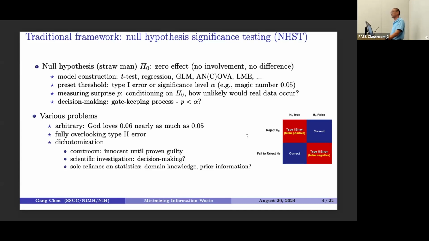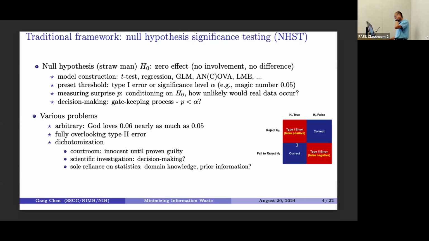We can argue, why do we pick 0.05? Is anything wrong with 0.06 or 0.055, or 0.04? We can argue that for many hours. It's too arbitrary. That's one problem. The second problem is that we have fully ignored the type 2 error. The type 1 error is called a false positive. That's the alpha 0.05. Look at the matrix on the lower right corner.